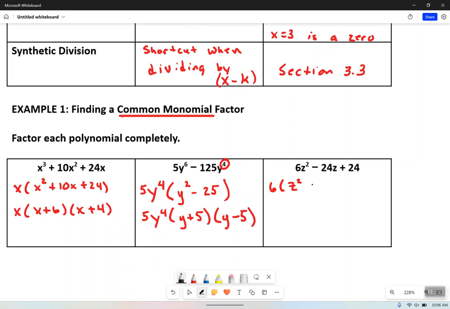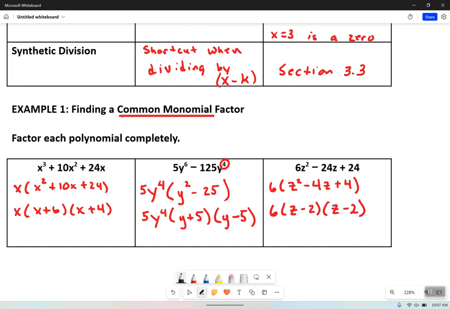You want to fill in the rest? Good. Plus. Okay, same game, guys. You have a quadratic where your leading coefficient in that quadratic is 1. What's going to add to negative 4 and at the same time multiply to positive 4? Negative 2, negative 2. So what's this going to look like in completely factored form? 6 times z minus 2 times z minus 2.